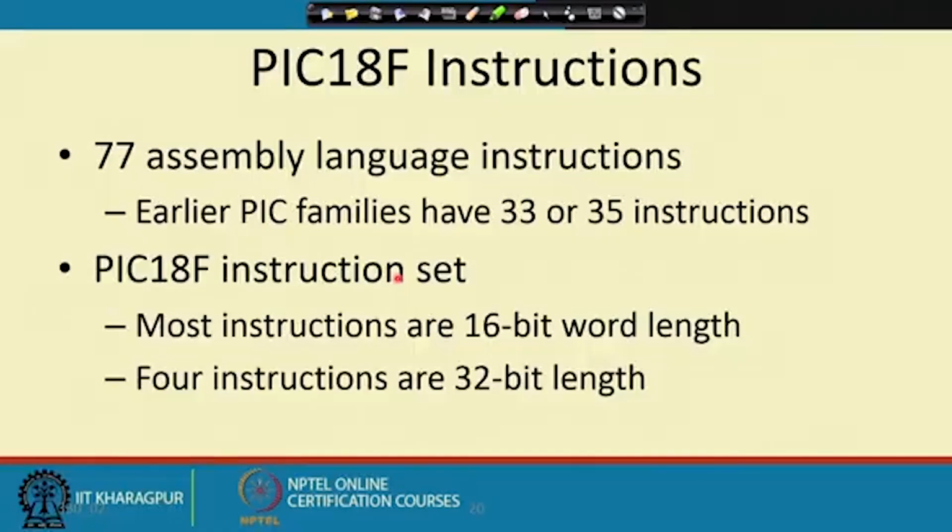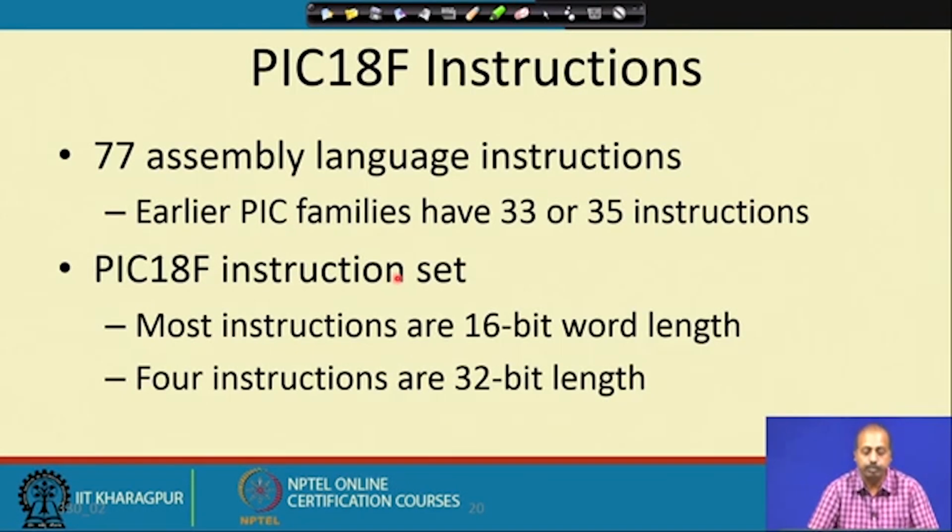So, the PIC18F instructions. As I was telling, there are 77 assembly language instructions in PIC. Earlier PIC versions had 32 to 35 instructions. In this instruction set, most of the instructions are 16-bit word length, and there are 4 instructions that are 32-bit long. So, those instructions are more powerful, but otherwise the instructions are uniform. They are 16-bit wide, but only 4 instructions are 32-bit wide.